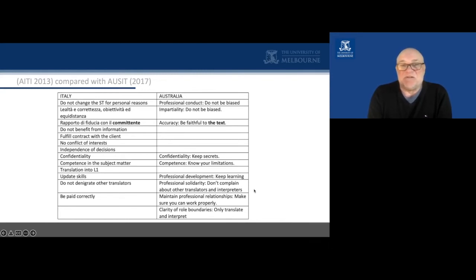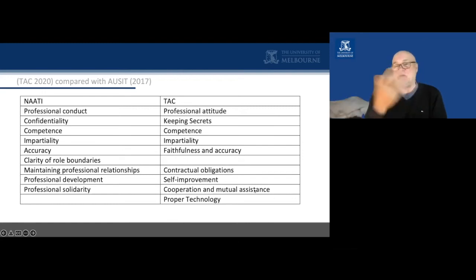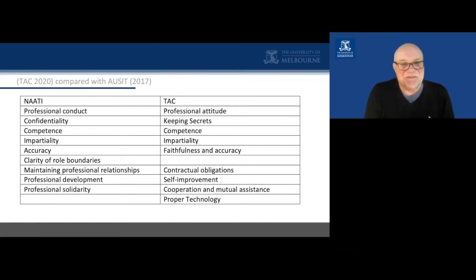All right, I won't go into possible reasons why, but you can imagine why that might be the case. This is more interesting for us, I think. The TAC, the Translator Association of China, has a code of ethics. It was being developed in 2020, and we can line that up with the NAATI code, all right? And we find pretty much the same.